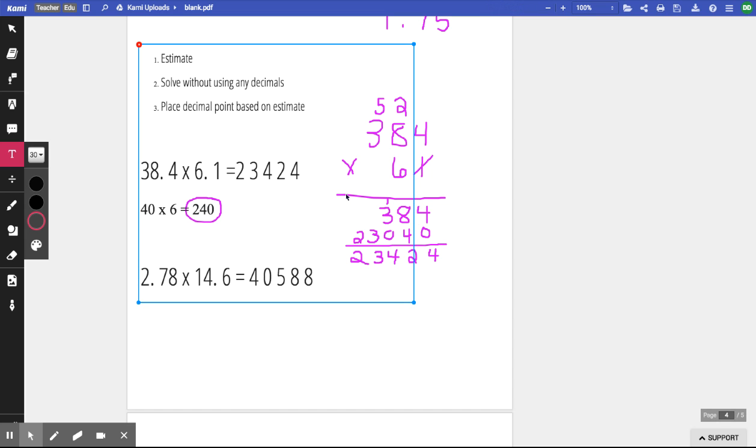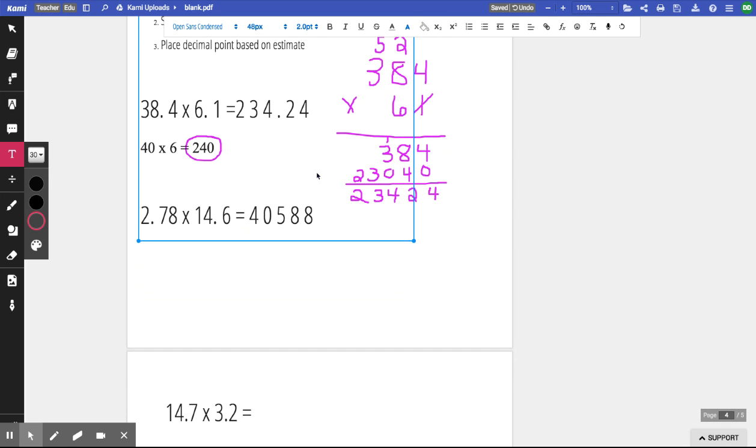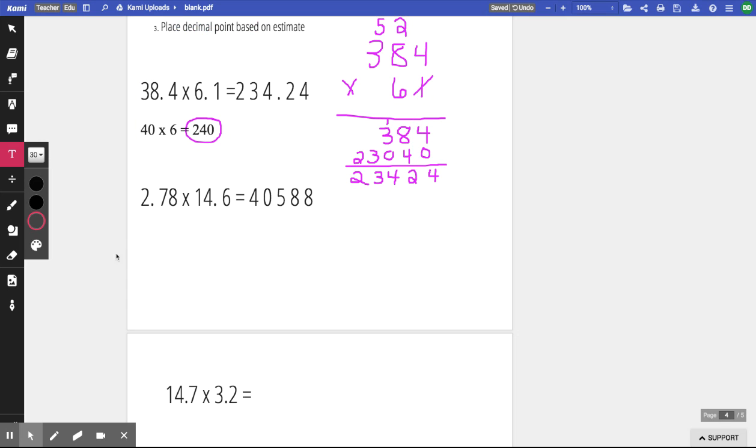So just again, where am I going to put my decimal point so that I have an answer that is close to 240? Well, I know that I'm going to put my decimal point between this 4 and 2 because this would give me an answer of 234 and 24 hundredths. Okay? Same thing for the next problem.